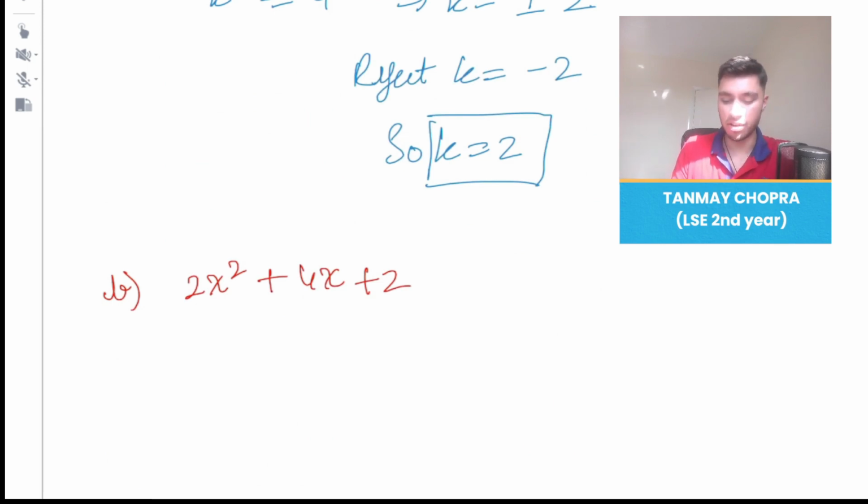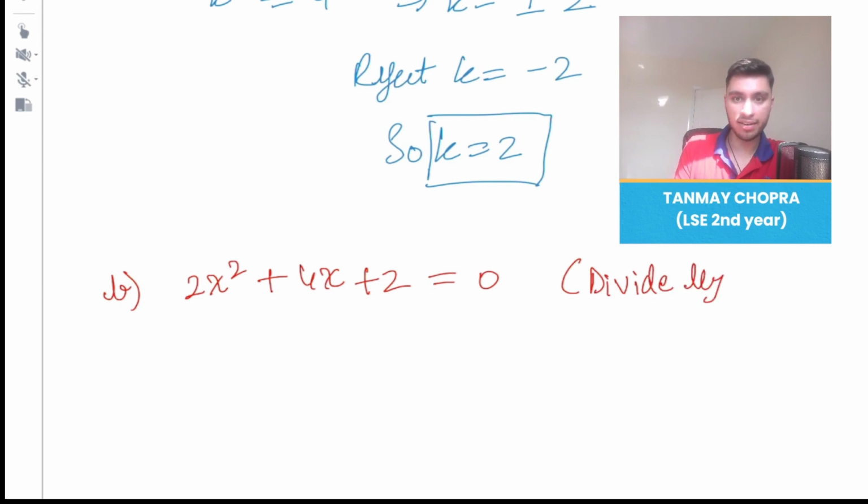And now I just need to solve it to find the point of intersection. I think this is equal to 0 if my notes are right. Yes, this is equal to 0. And now let's solve it. Notice I can divide both sides by 2. So divide by 2 both sides. And what do I get? I get x squared plus 2x plus 1 equals 0.